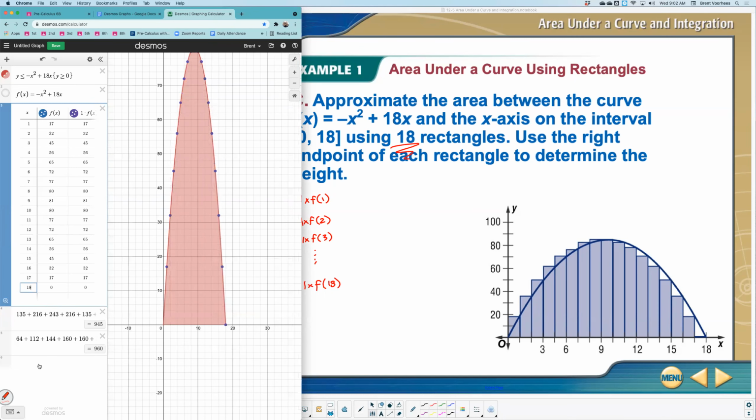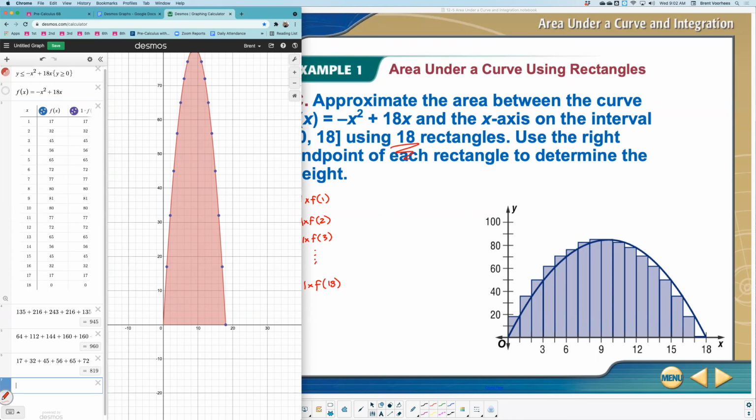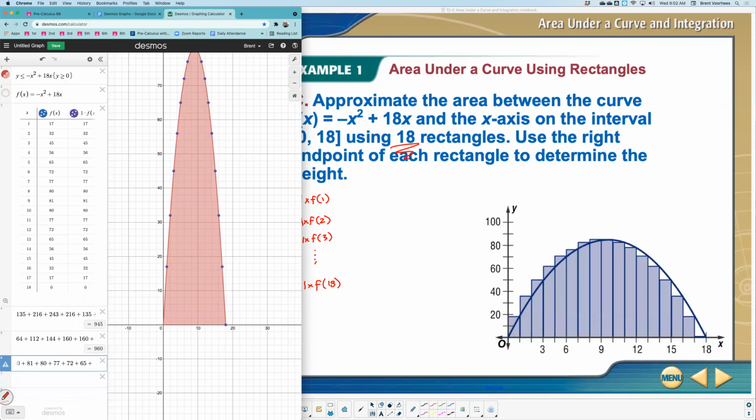So I'm not going to show the algebra this time. I've shown it twice now. I'll just add these up. So we have 17 plus 32 plus 45 plus 56 plus 65 plus 72 plus 77 plus 80 plus 81 plus 80. And now we're going to go down that symmetrical. So we have 77 plus 72 plus 65, plus 56 plus 45 plus 32 plus 17 plus 0.